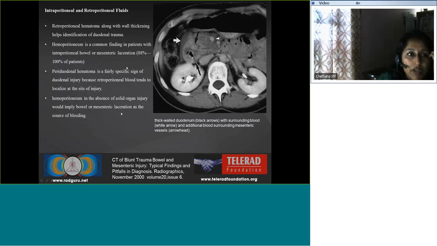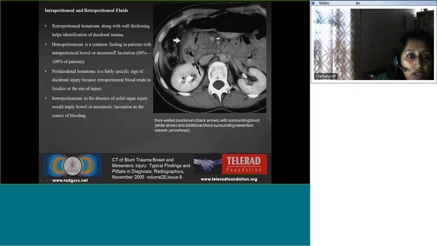Next is the intraperitoneal and retroperitoneal fluid collection. Retroperitoneal hematoma, along with the wall thickening, helps us in identification of the duodenal trauma. For example, here, the duodenal wall is thickened and there is adjacent fluid, and there is also hematoma. Here it looks hyperdense. So retroperitoneal hematoma is seen adjacent to the vessels.